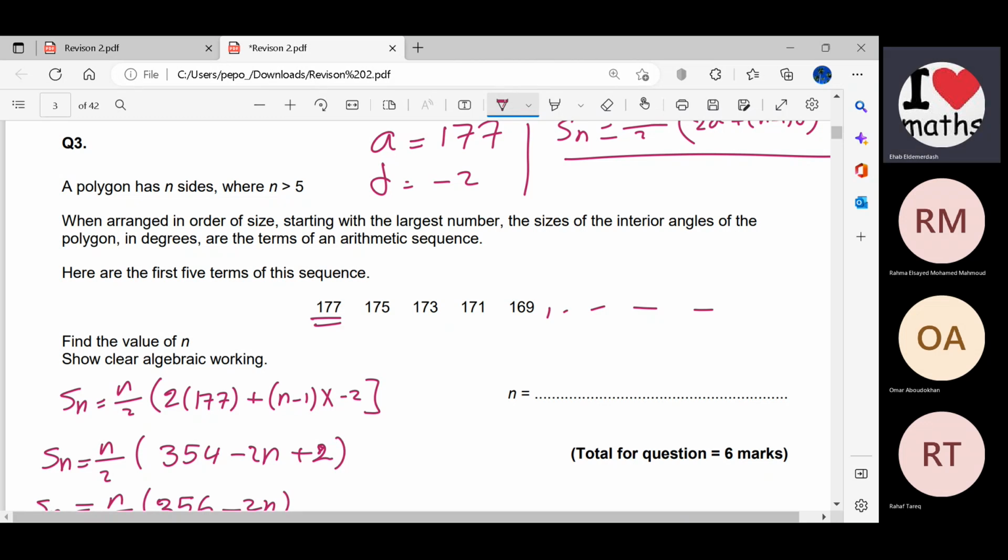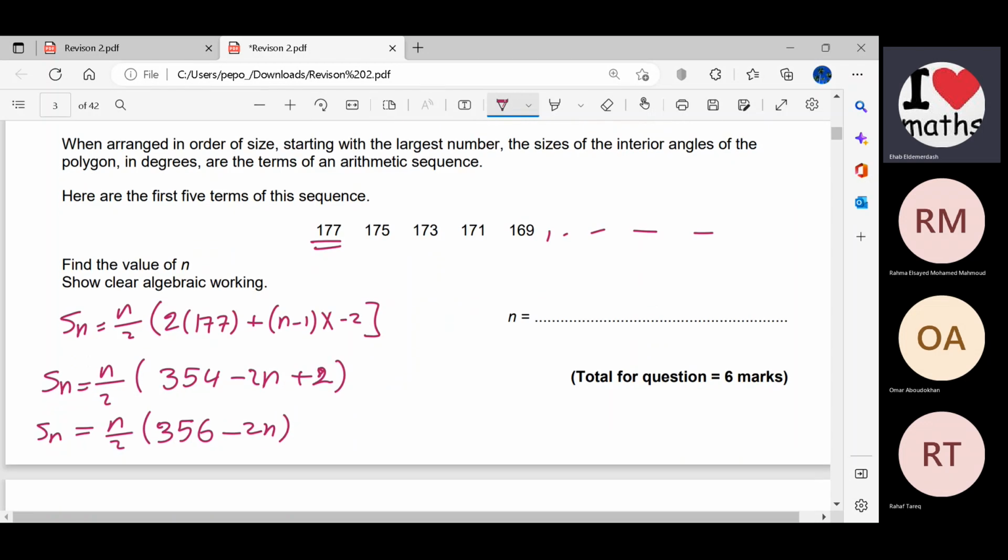I have A, I have D. I just worked on the formula and wrote it. This is my sum of nth term. They are telling me that it is the sum of the interior angles of a polygon with n sides or n angles. So the given that I was looking for was related to the sum of the nth term. How do we get the sum of the nth term? We get the sum of nth term equal to n over 2 into 356 minus 2n.